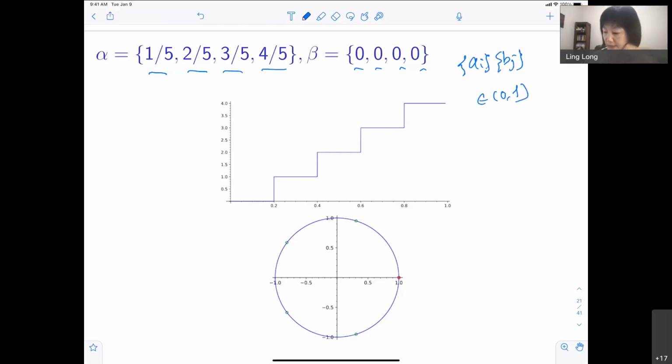The step function we get, the collective power of p, starts at 0. Then it goes up to 1, up to 2, up to 3, and up to 4. And if we look at the corresponding plot for the location of the roots of unity according to alpha, it will be the first one, second one, third one, and the last one. And the beta value corresponds to only this point up here.